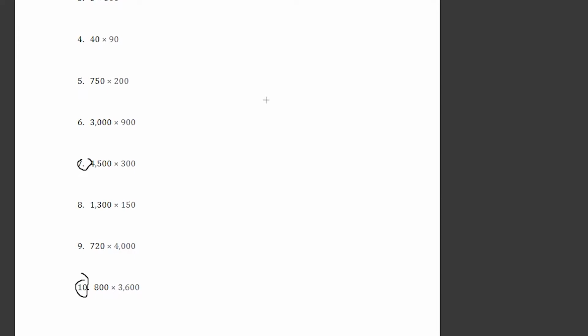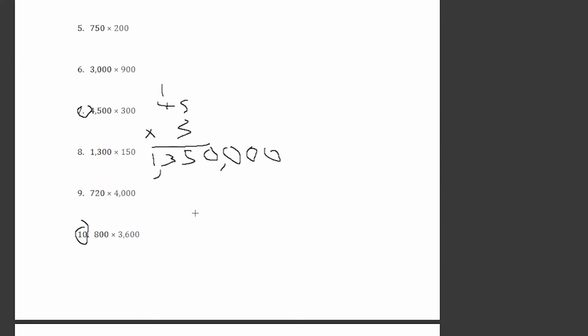Now for number 7, we have 4,500 times 300, and once again we ignore the zeros for now, so all we have is 45 times 3, and 45 times 3 equals, so we have 5 times 3, which equals 15, 3 times 4, which is 12, carry over the 1, 135. And now we look at the number of zeros from each number. So we have 2 zeros here and 2 zeros in this number, which makes a total of 4 zeros. So we're going to add 4 zeros to our number. So for number 7, our answer is 1,350,000.